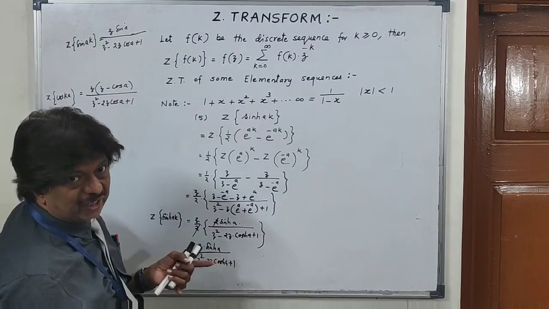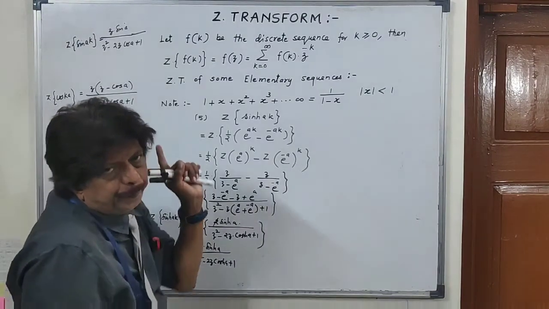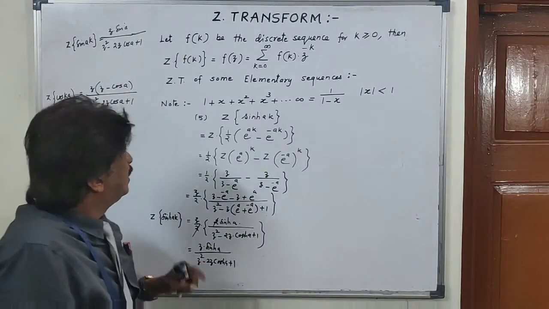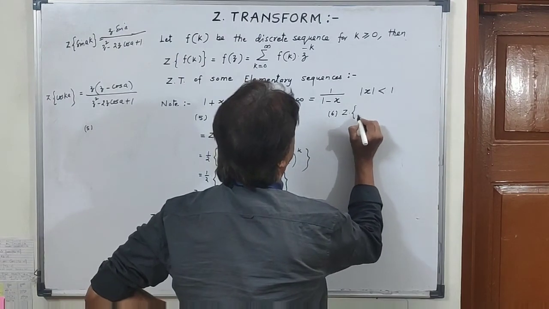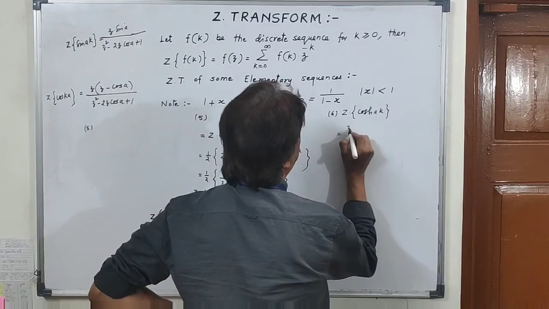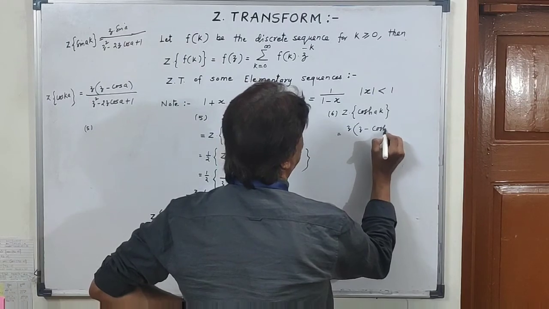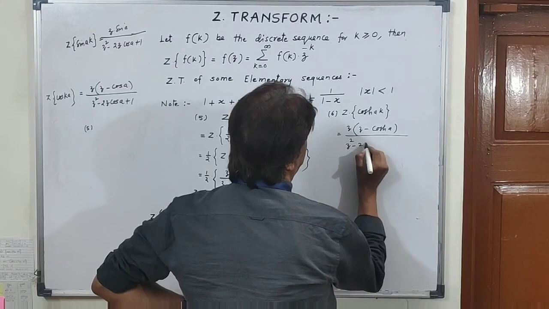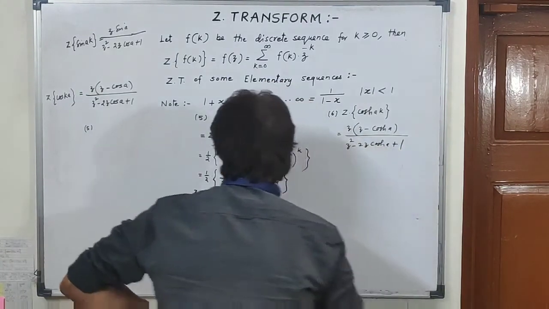Sin is replaced by sin h and cos is replaced by cos h. Otherwise, transforms they are same. Note this. Similarly, this is the sixth transform. Z transform of cos h of AK would be equal to Z into Z minus cos h of A divided by same denominator Z square minus 2Z cos h of A plus 1.